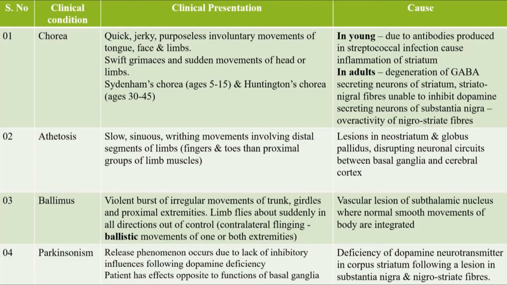Athetosis, the cause is lesions in neostriatum and globus pallidus, disrupting the connections between basal ganglia and cerebral cortex. Balismus is a vascular lesion of subthalamic nucleus. Parkinsonism is due to a deficiency of dopamine neurotransmitter in corpus striatum, following a lesion in substantia nigra and nigrostriate fibers. So that's a quick look at the clinical conditions, how they present in patients, and what is the etiology or cause.